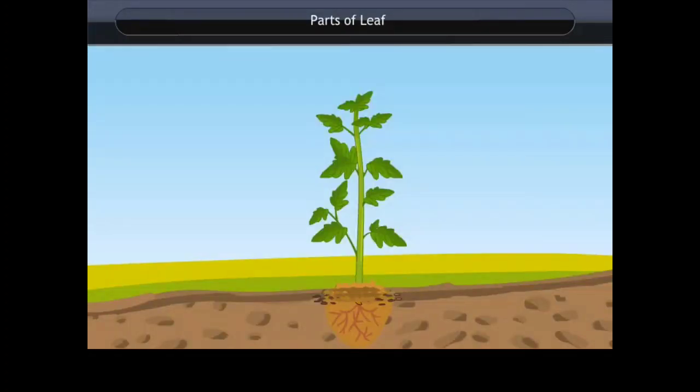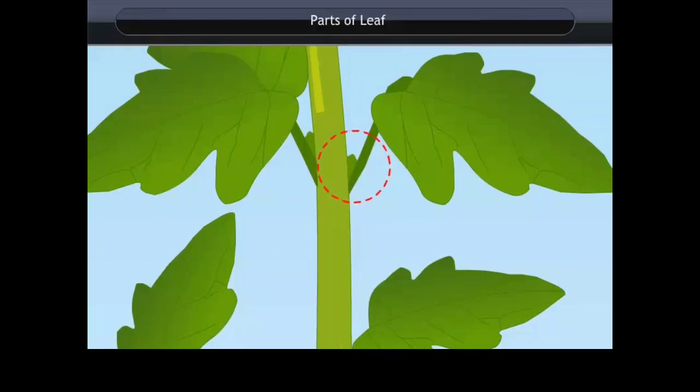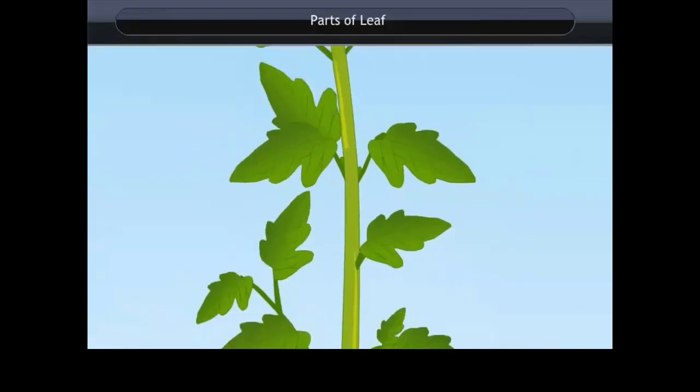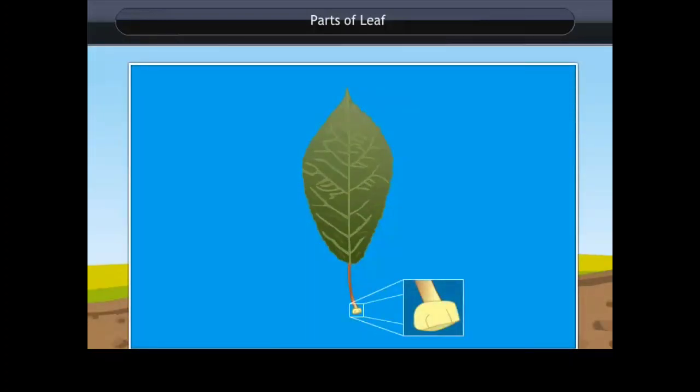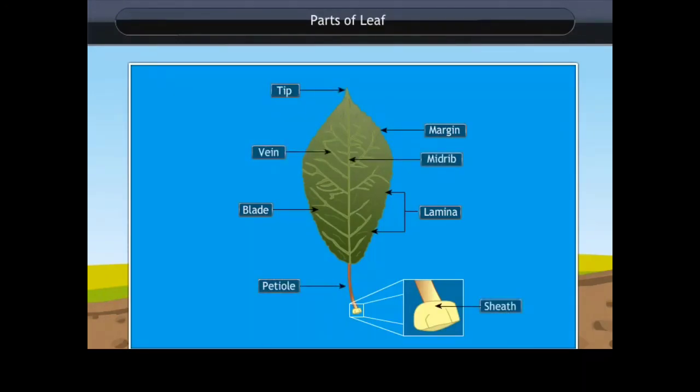Parts of leaf. Leaf is attached to the stem by petiole, and the broad green part of the leaf is called lamina. The parts of leaf are blade, margin, tip, petiole, midrib, vein, sheath, stipule, and leaf axil.